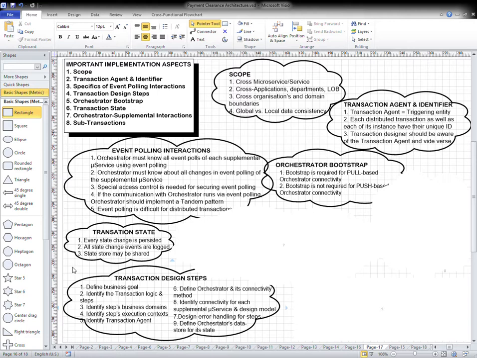The transaction state is always persisted for the orchestrator, as well as all changes in the state, and all state change events are specially logged for audit and management purposes. The state store may be shared between different transactions. This is the place where the unique identifiers of the transaction and their instances play one of the major roles.